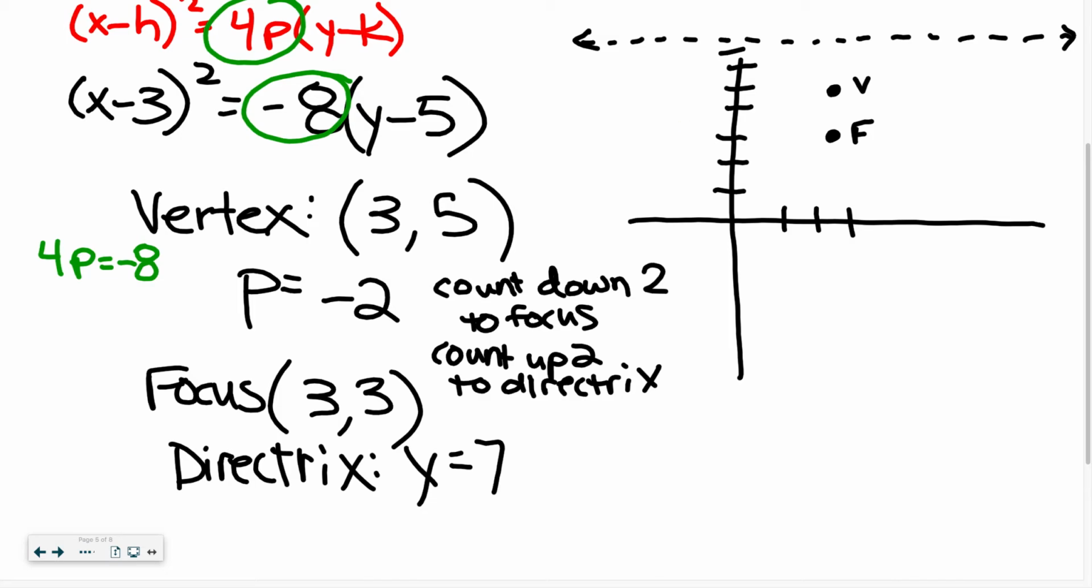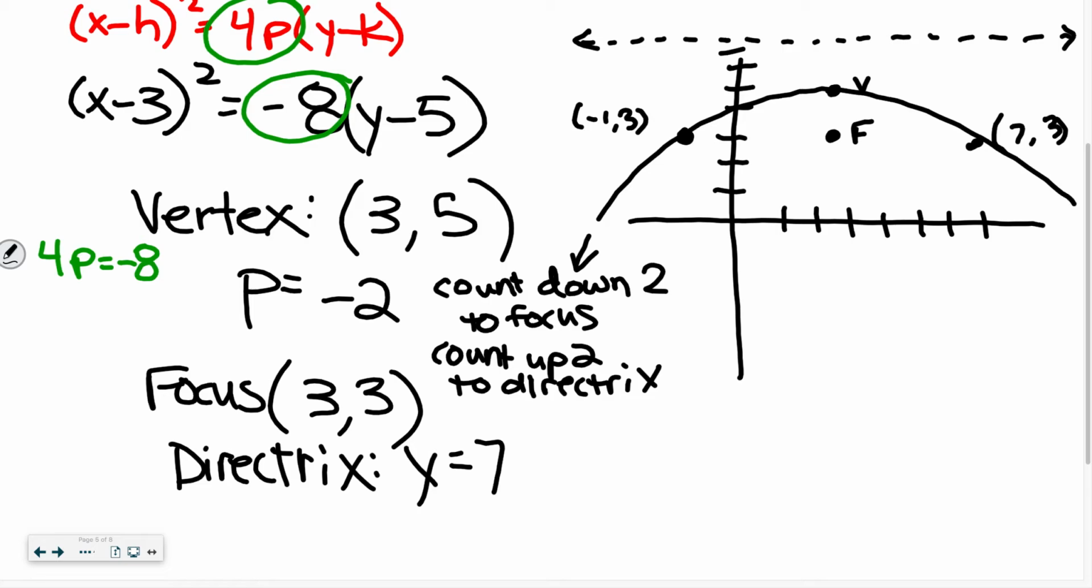Sorry, it didn't show up. Oh, put my thing there. Count left 4, so I got a point at -1, 3. And the parabola will show up on the other side, so I can count right 4. So I've got a point at 7, 3. And those are going to be 2 points that help get a better width of my parabola. I probably would have drawn my parabola a lot narrower than that if I haven't plotted those 2 points.